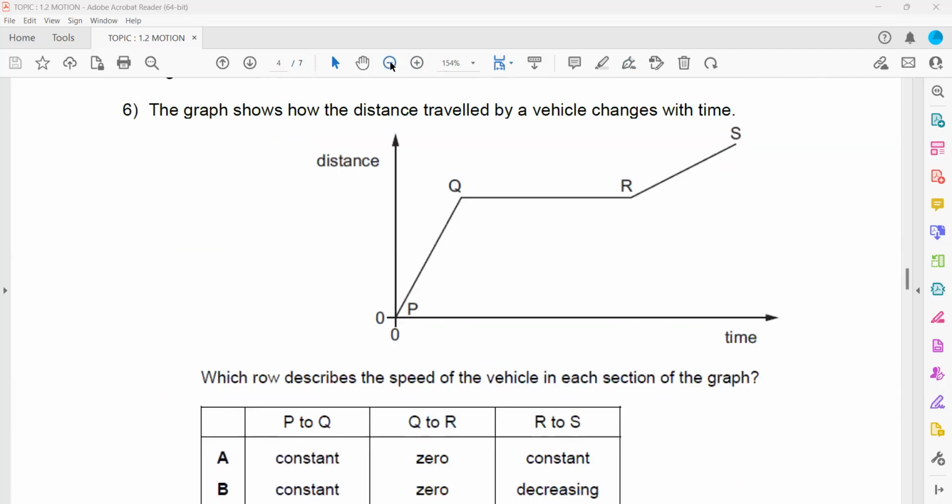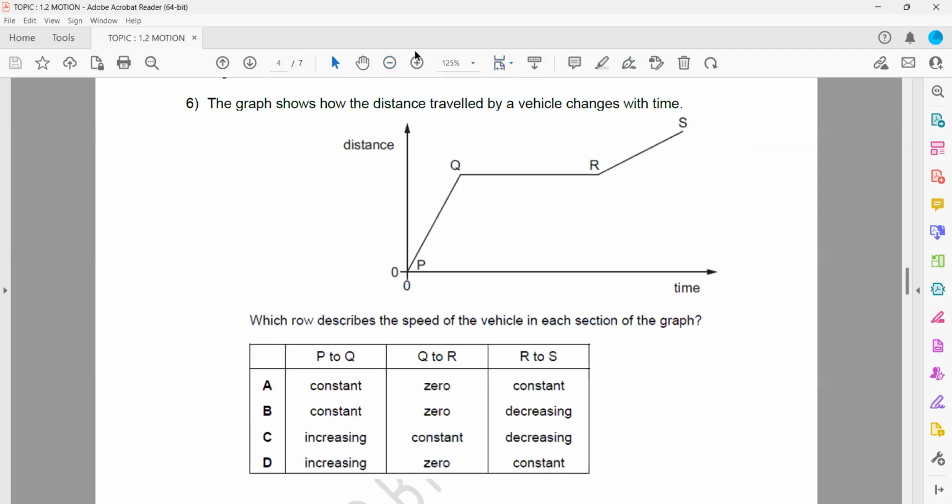Then the graph shows how the distance traveled by a vehicle changes with time. From P to Q, in a distance-time graph, it is a straight line. So whenever it's a straight line, we can say it is a constant speed. Then it's a horizontal line, so the object is at rest, or speed is zero, because when it is at rest the object is not moving. And then again there will be a constant speed.